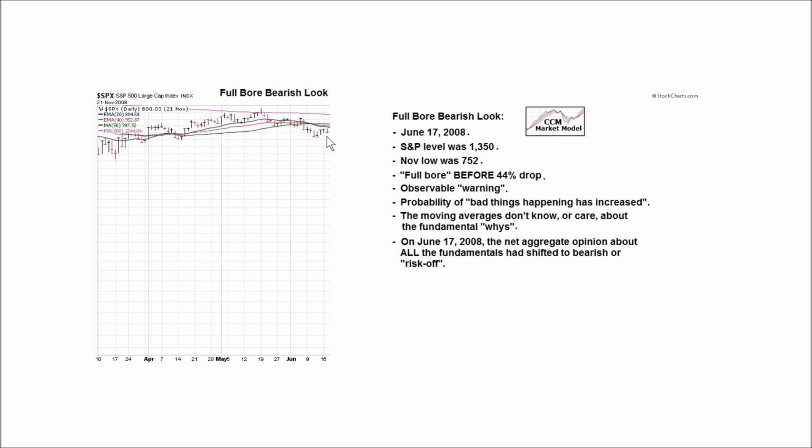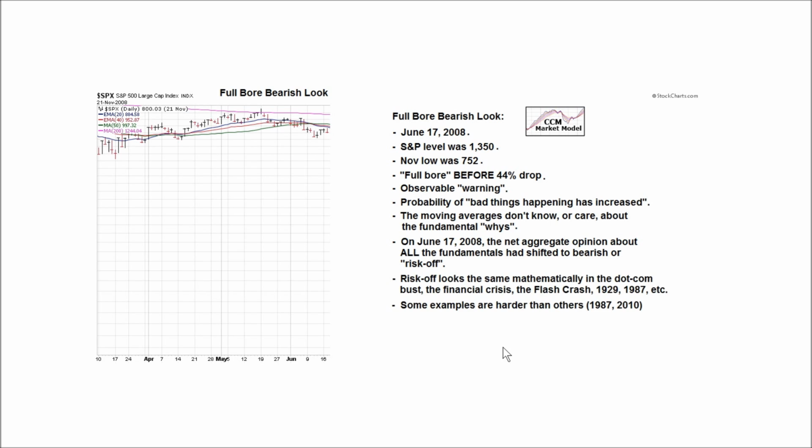But to get bearish, you always have to get to the net or aggregate interpretation of those fundamentals has now flipped to net bearish. It should be noted, and there's no question, that some examples in history are harder to deal with than others using observable evidence. But again, we've shown that the more difficult 1987 and 2010, you could have mitigated risk and managed through it using something as simple as this moving average system. But these are more difficult.